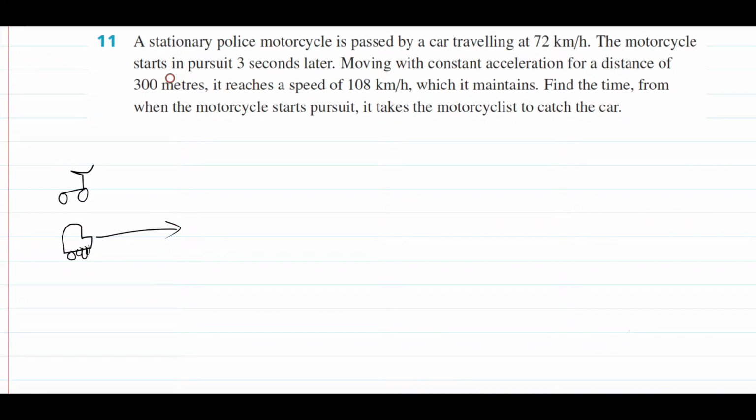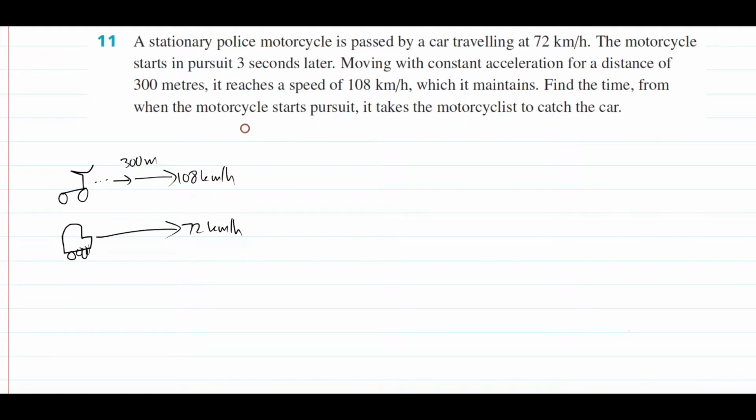The motorcycle starts in pursuit 3 seconds later. So it's going to wait 3 seconds and then accelerate with constant acceleration for a distance of 300 meters. It reaches a speed of 108 km per hour. So it's going to accelerate for 300 meters until it reaches 108 km per hour. And this car just travels at 72 km per hour, constant. The motorcycle then maintains 108 km per hour after 300 meters.